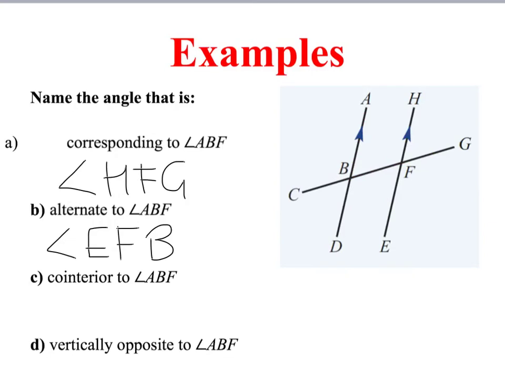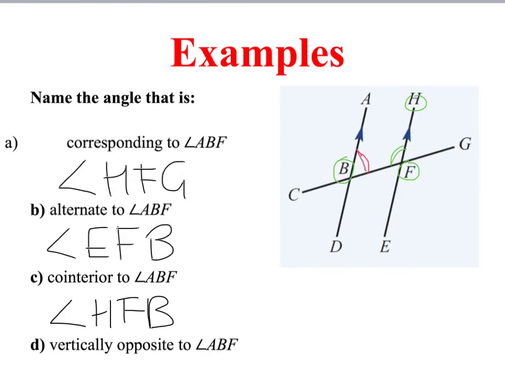Angle cointerior to ABF. Now I'm not going to draw the line again. ABF is this angle in here. I need to find the angle cointerior. That will be this one in here. So that will be angle HFB.